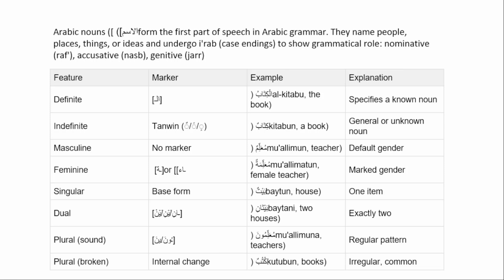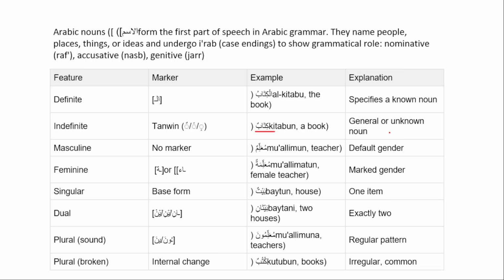So, what is definite? Definite is what we call al-ma'rifa in Arabic. It starts with the marker al. For example, al-kitabu, the book. This specifies a known noun. And indefinite is called nakira in Arabic, for example, kitabun. Kitabun is a book, as in a non-specific noun, right?